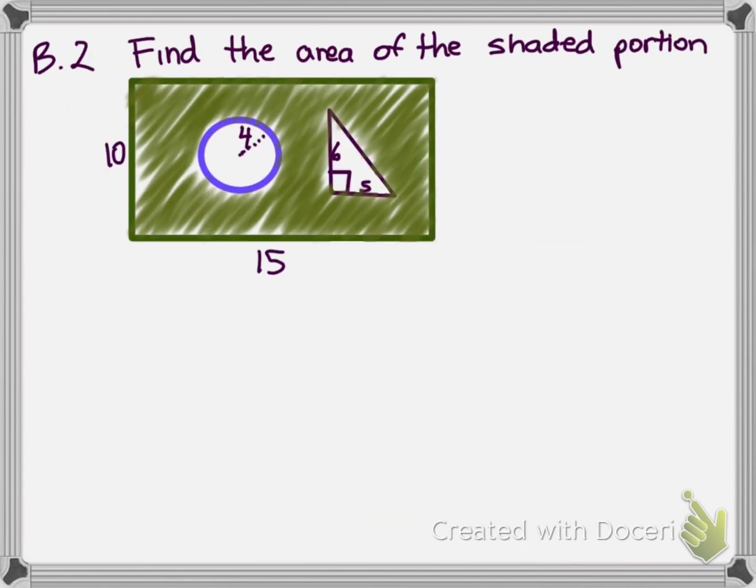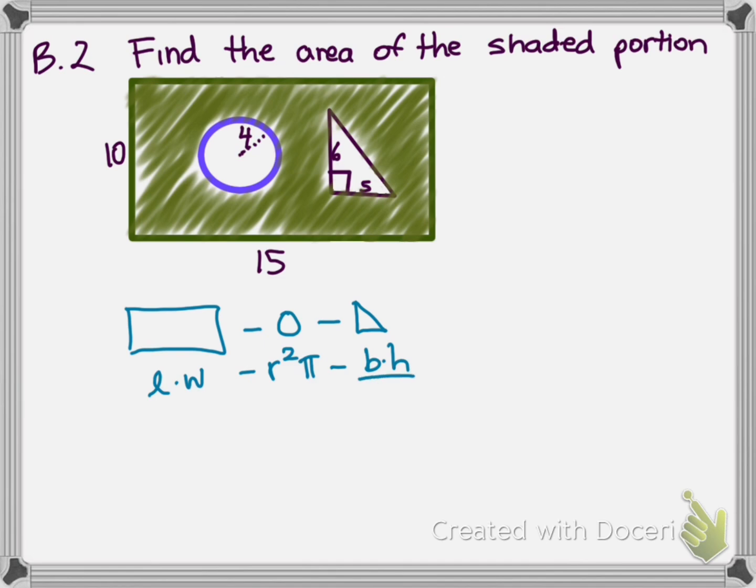In example B.2, we have to find the area of the shaded portion. Now notice that we have a rectangle, so we first have to find the area of the rectangle, and then we have to take away the area of the circle and also the area of the triangle. So I'm just going to put my formulas so that we can help ourselves. So we have the length times the width for the rectangle, the radius squared pi for the circle, and the base times height divided by 2 for the triangle.